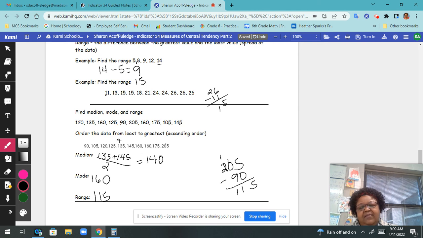Now, if we were going to find the mean, we would add all these numbers up and divide by what? 10. Yeah, because we have 10 numbers. All right, that's it. I hope that helps.